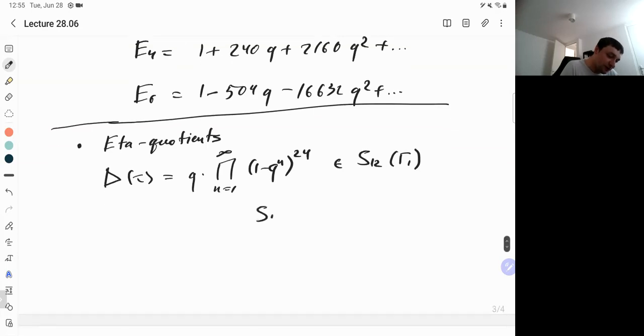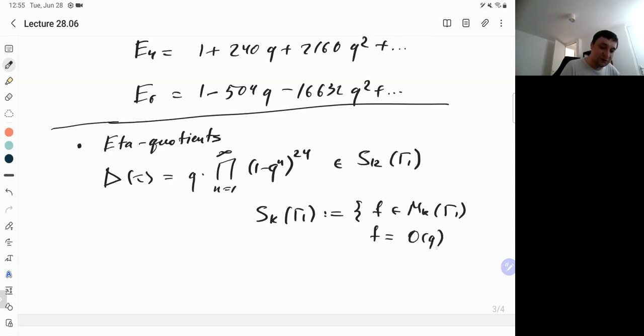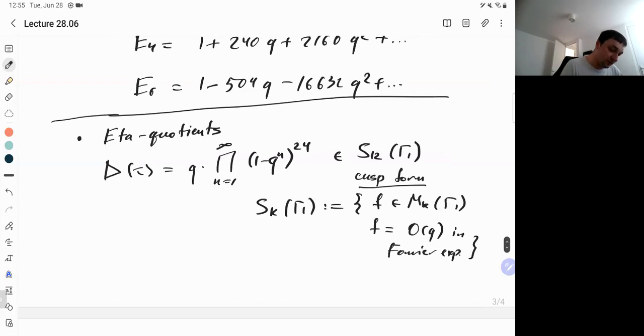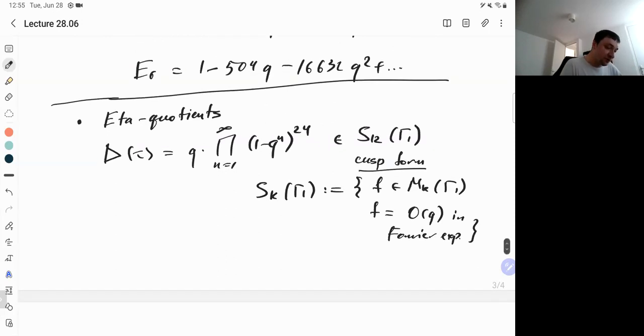But actually, now I want to define the subspace S12. I define S_k of gamma 1 as the functions in M_k of gamma 1 such that f is big O of q in the Fourier expansion. What this means is that at infinity this thing vanishes. If you go higher and higher, this thing will vanish. These are called cusp forms, and they play a very important role in many arithmetic aspects of the theory.